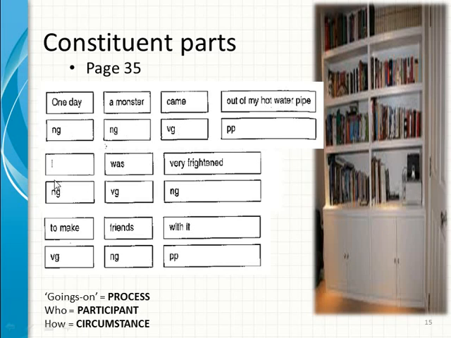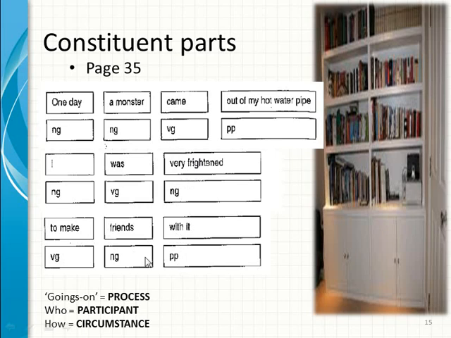Okay, let's see the next analysis. So we have I as a nominal group, one word but also a group, because this is one constituent. Was is a verbal group, and very frightened is a nominal group. Why a nominal group? This is an adjective. We don't have an adjective group. Adjective is part of the nominal group. To make is a verbal group. Friends, nominal group, with it as a prepositional phrase because we have a preposition in it.